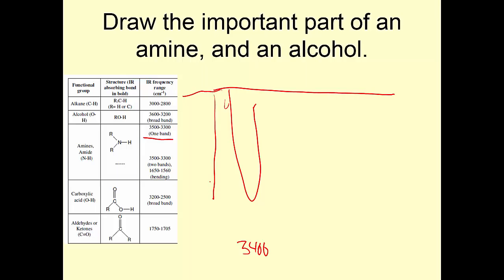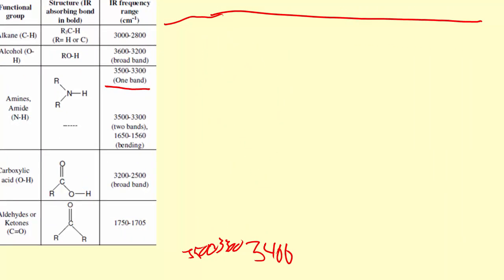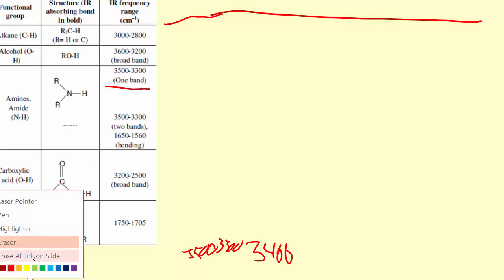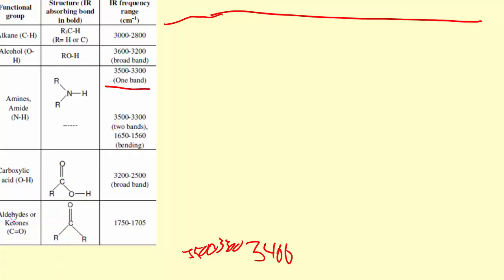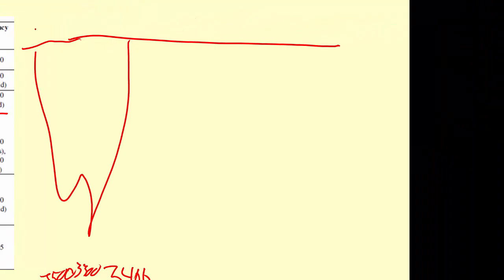And then I label these 3,500 and 3,300. My handwriting's getting worse. Wait a minute. I didn't do so well with that, did I? What I want to make sure that I have is 3,500 to 3,300. I should have one band. And do you see how it's weird that it says you've got more than one thing on here? So there's how it's one band and two bands at the same time.